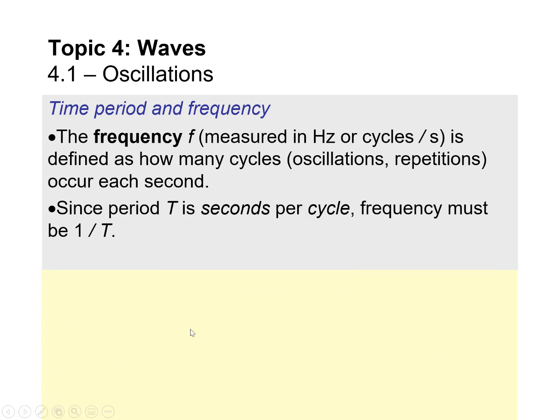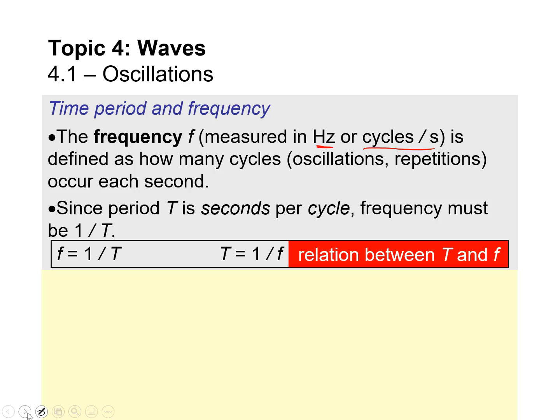Frequency is how often, or the rate at which cyclic or periodic motion repeats. It's measured in hertz, which is the same as cycles per second. How many times an oscillation or repetition occurs each second. And it's the inverse of period. So frequency is 1 over the period. If you know period, you can get frequency. If you know frequency, you can get period.